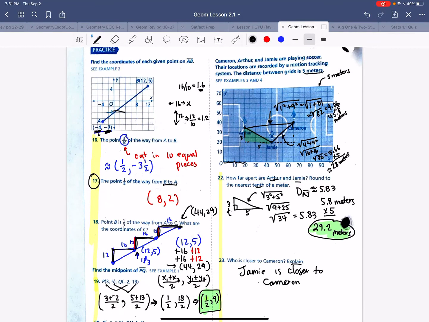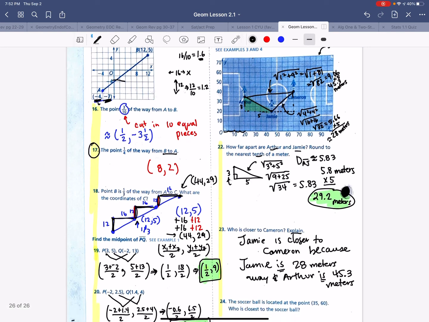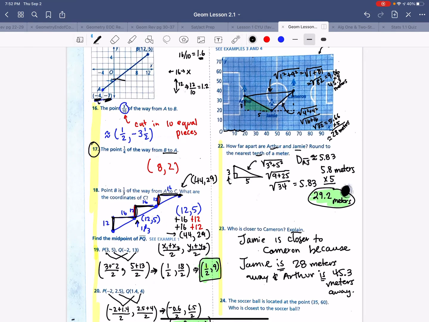So now we can give our answer. Jamie is closer to Cameron because Jamie is 28 meters away, and Arthur is 45.3 meters away. So I'm not just going by looks, I can prove it.